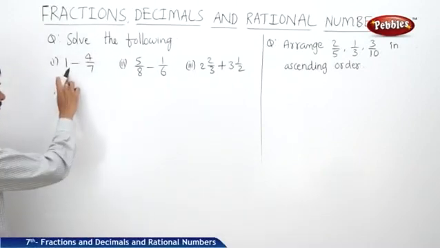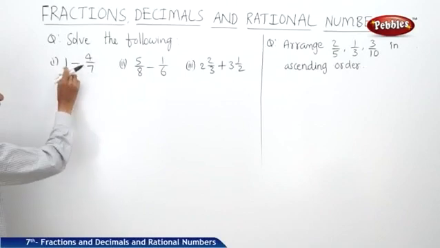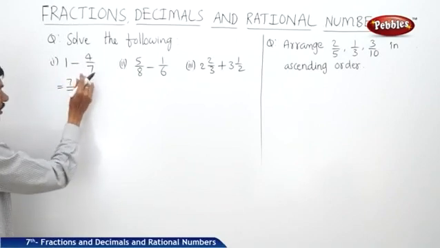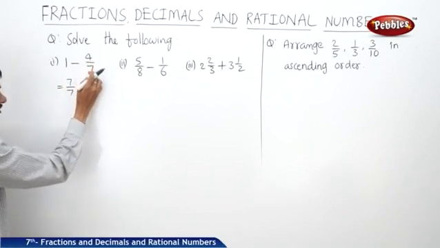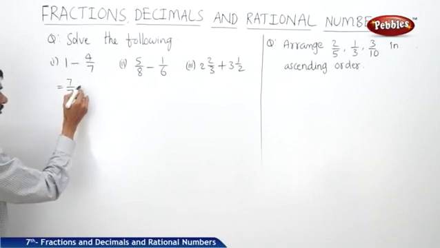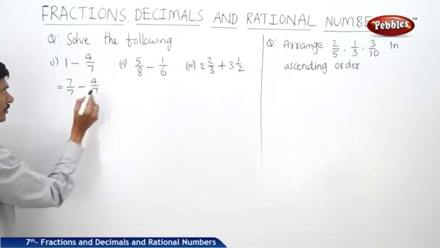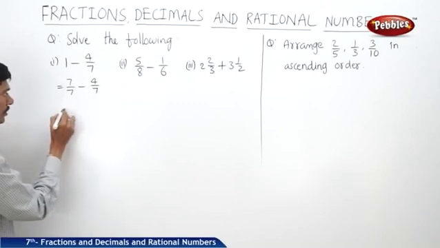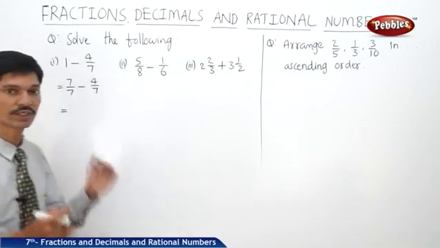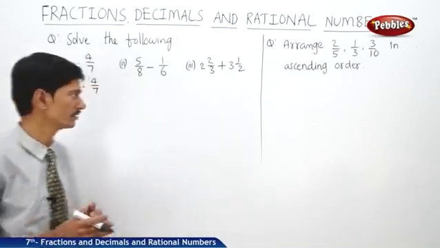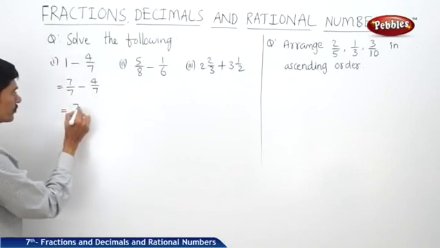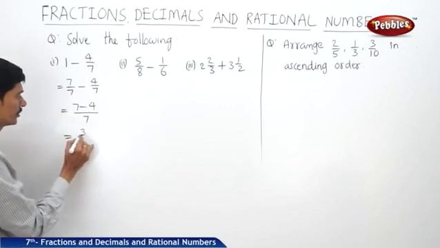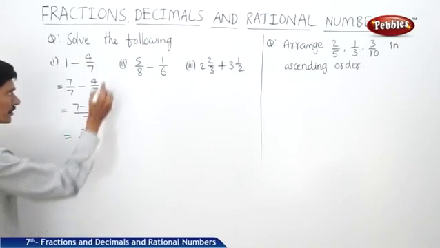Solve the following. 1 minus 4 by 7. So this 1 can be written as 7 by 7, as the denominator of the second fraction is 7. So we write 1 as 7 by 7 minus 4 by 7. Now these two fractions are like fractions because they have the same denominators. Now when the denominators are equal, then we can add or subtract the numerators. Now 7 minus 4 divided by 7. So this equals 7 minus 4 is 3 divided by 7, which is a proper fraction.